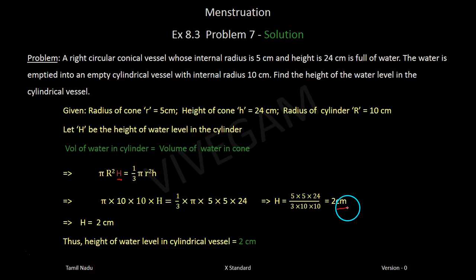So the height is 2 cm. So the height of the water level in the cylindrical vessel will be equal to 2 centimeters. So only up to that level it will get filled up.